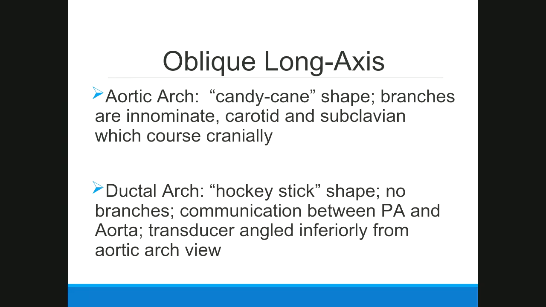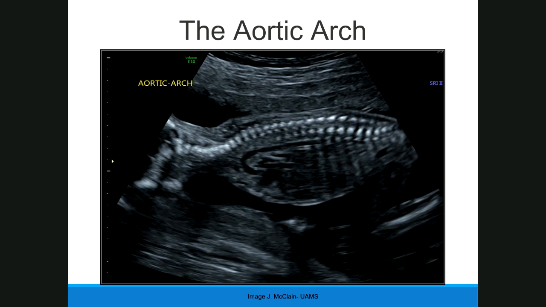You can angle your transducer slightly inferior from the aortic arch view to obtain an image of the ductal arch there. So this is a beautiful image of an aortic arch from UAMA. We're in a somewhat oblique sagittal view. This is our candy cane shape. You see the arch is really narrow right here, and we can follow it all the way down through the descending portion. If we were to put color Doppler on, you would see the branches light up.